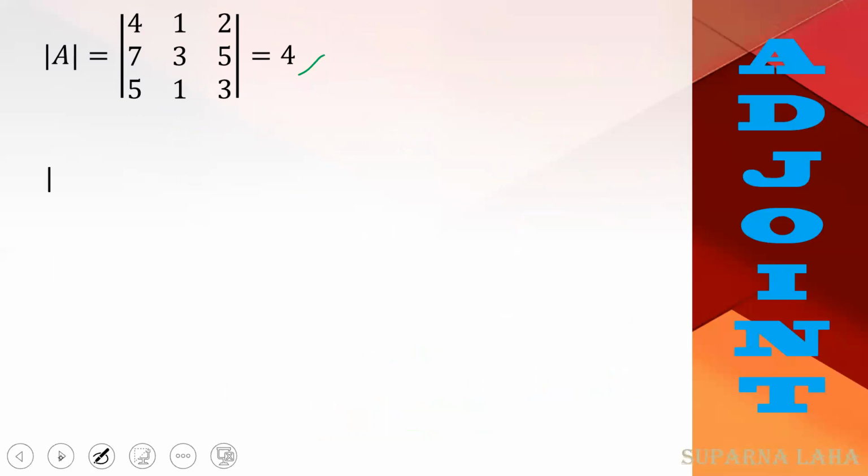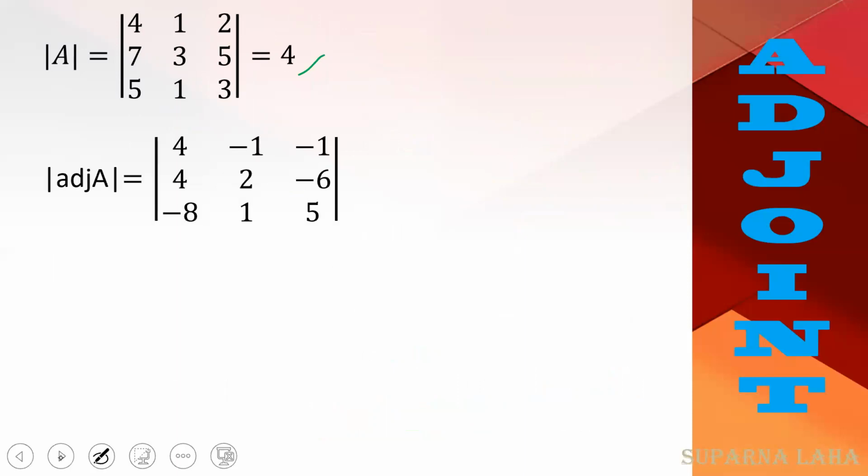Now moving to determinant A and determinant of adjoint A. We can easily find the determinant of A, just break this determinant and find the value. This is 4. And what is the determinant of adjoint? Just the determinant value of this matrix. So you can find this value also.